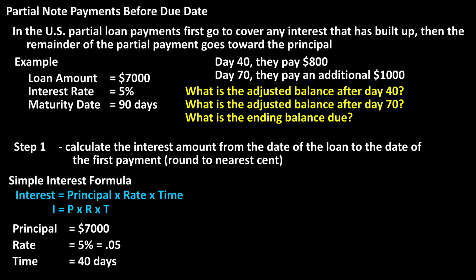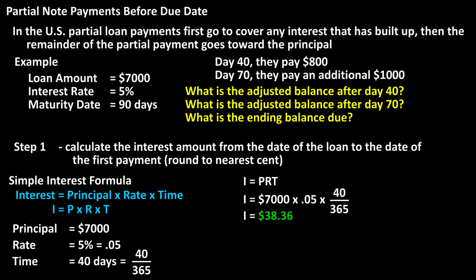Now we must convert the 40 days into years. We do this by putting 40 over 365, the number of days in a year. So we have $7,000 times 0.05 times 40 over 365, which calculates to $38.36 rounded off. And this is the interest that has accumulated over the first 40 days, and step 1 is complete.